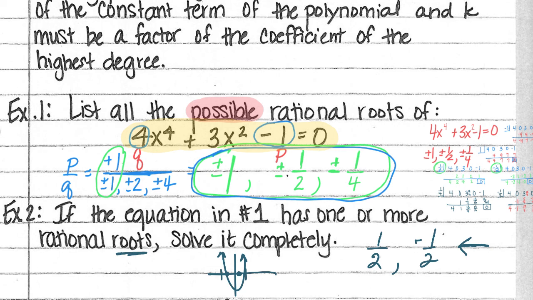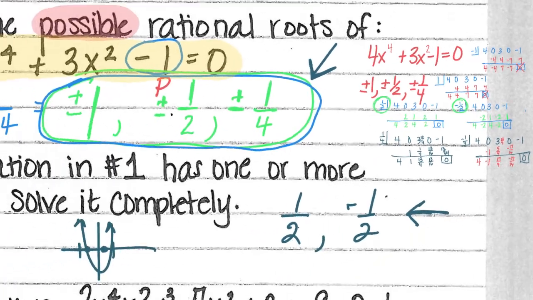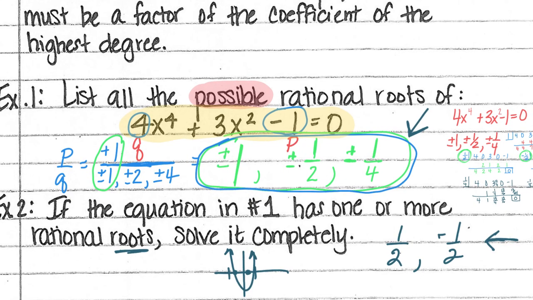So remember my steps. I had to find the possible roots first, use synthetic division with all those possible roots to see which ones actually worked, and then I could tell you the roots, the actual roots for this polynomial.